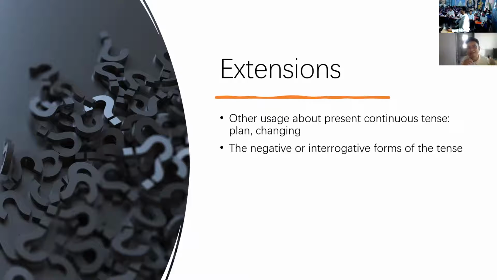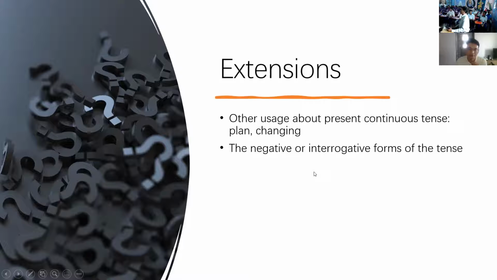For example, you can say, I'm going to have dinner at 7 o'clock. Something like that. Also we can use present continuous tense to talk about a changing situation. For example, you can say the economy is becoming better and better, right? It's a kind of changing progress. So this is an extension. It's not about something happening right now. It's a gradual development and progress.